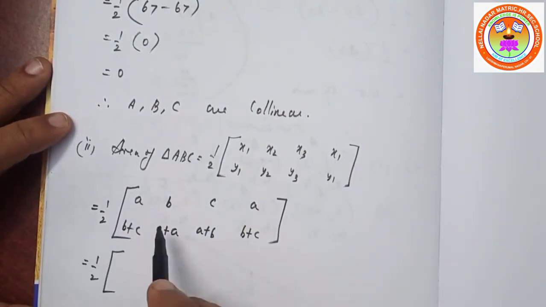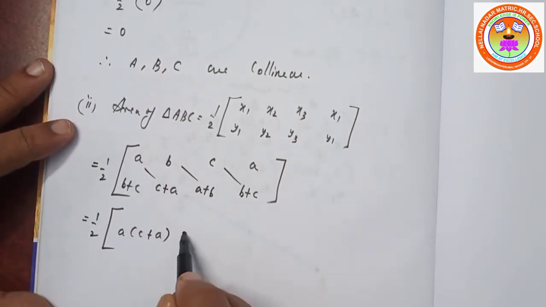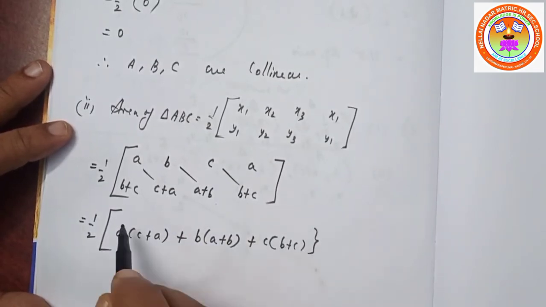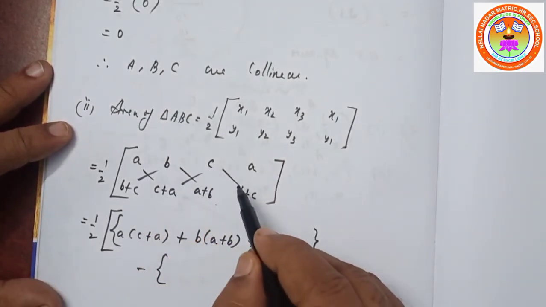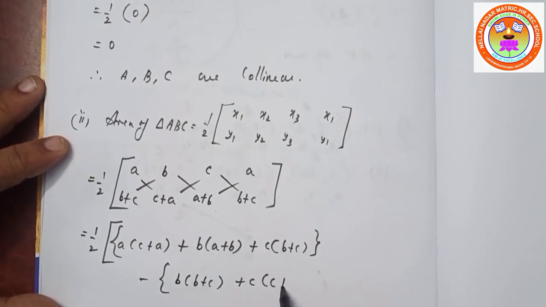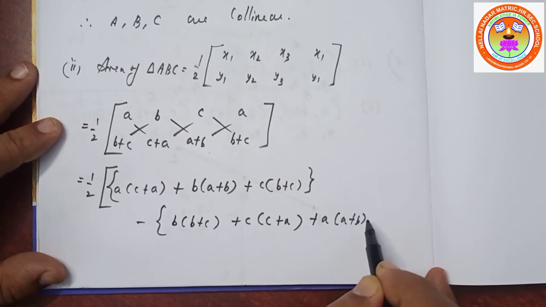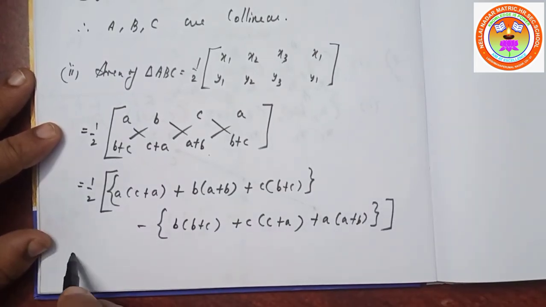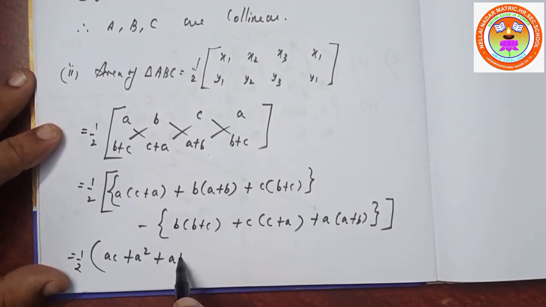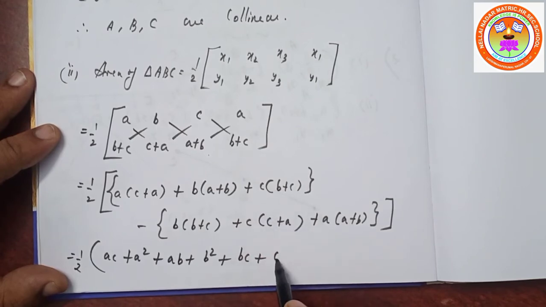That is equal to half into multiply, that is A into C plus A, plus B into A plus B, plus C into B plus C, minus, then you have to multiply B into B plus C, C into C plus A, plus A into A plus B. That is equal to half into A into C, AC, A into A, A square, A into B, AB, plus B into B, B square, B into C, that is BC only, plus C into C, C square.